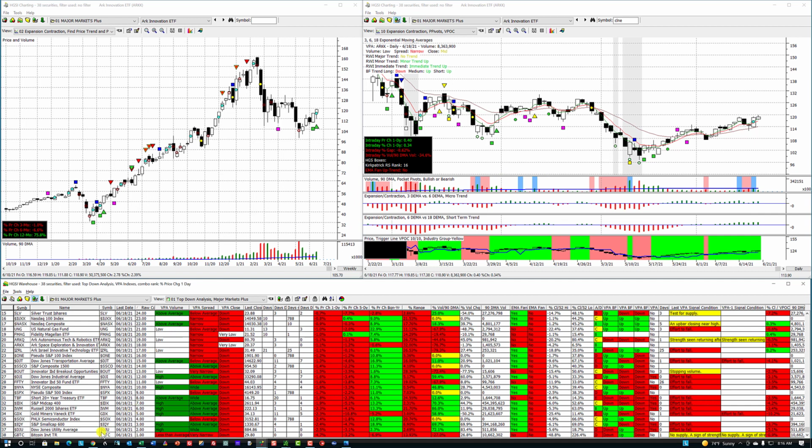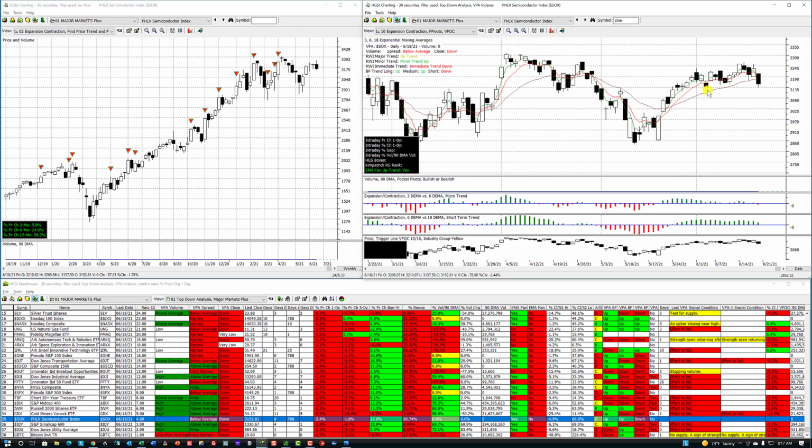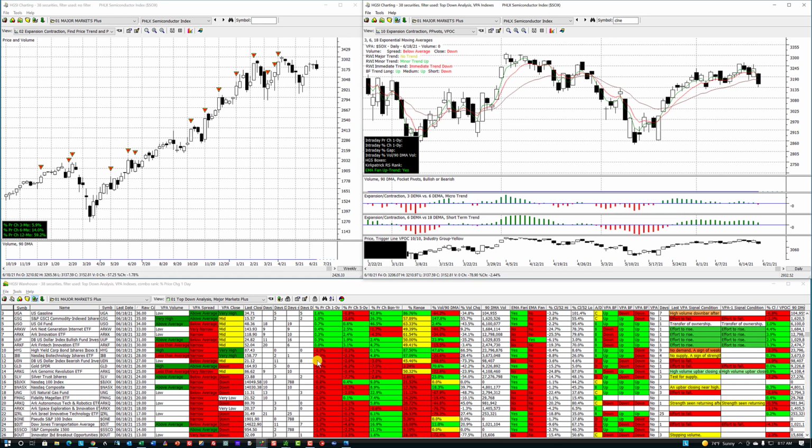So where's the weakness? Bitcoin. I don't have Bitcoin. We don't have HCSI or Bitcoin, but you can see that Riot, which often trades along with Bitcoin because they're related, that's where the weakness was. The semiconductors were weak yesterday in spite of Nvidia, which had an upgrade and has been extremely strong the past few days. The overall SOX market was weak yesterday.